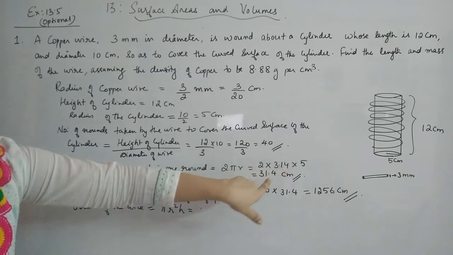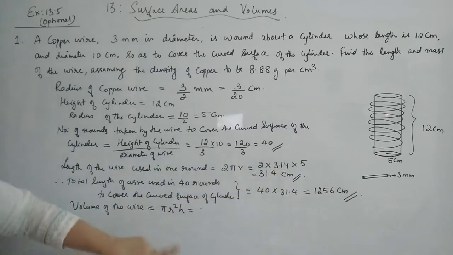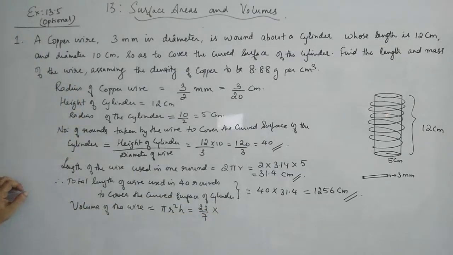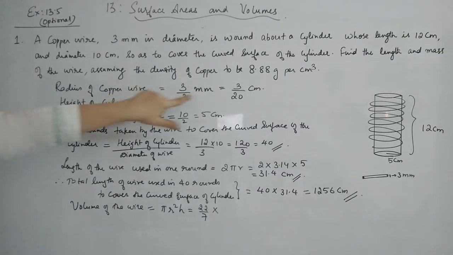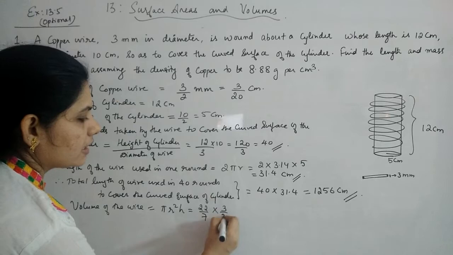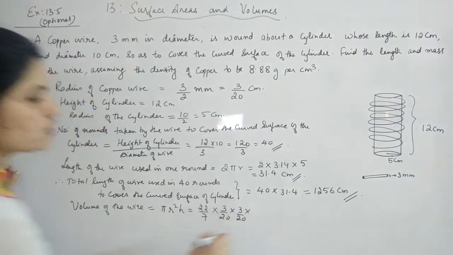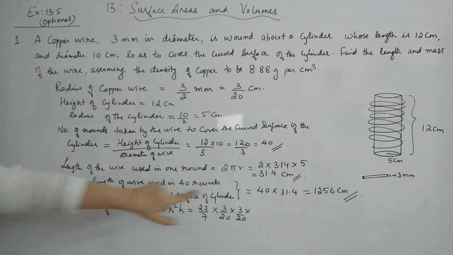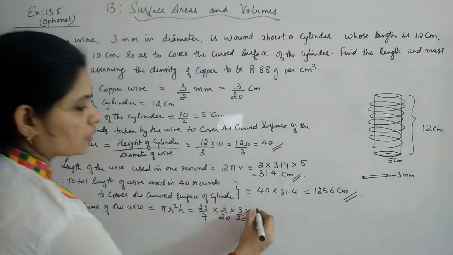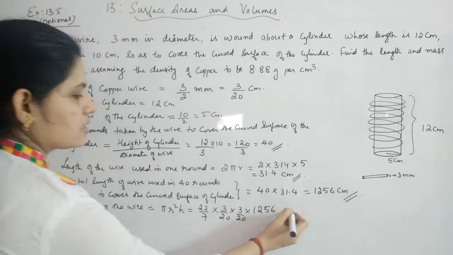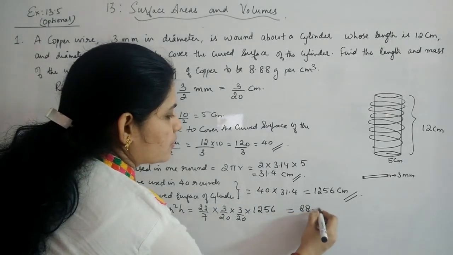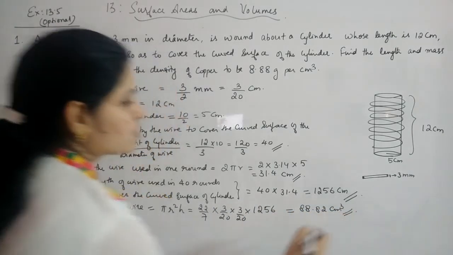Here it was 2 into 5, 10, so we have used 3.14, and here we are using 22 by 7 for pi value, and r is 3 by 20. So 3 by 20 into 3 by 20 into, what is h? H is actually acting as the length of the wire. So the total length of the wire, you have got it to be 1256. So that will be h for this wire. So 1256. Now you are getting your answer to be, after calculation, as 88.82 centimeter cube. So this is the volume.